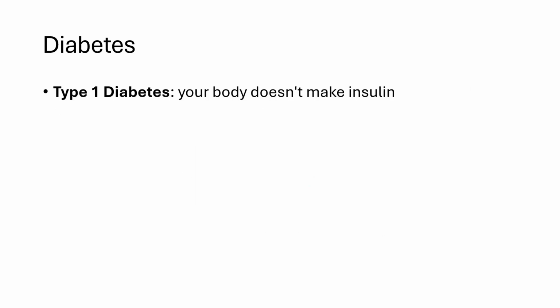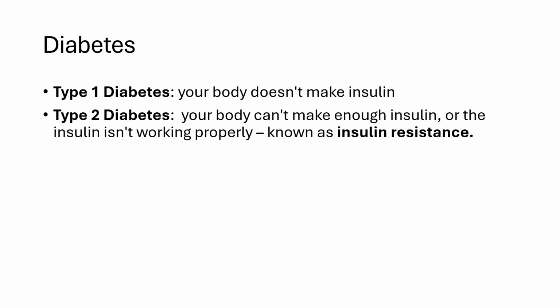Now there are 2 types of diabetes, and you may be familiar with this. Type 1 diabetes is when your body doesn't make any insulin. There's a reason or a problem why your body doesn't make insulin, and this means that glucose cannot enter our cells, so we can't gain energy from glucose in that way. And type 2 diabetes is when your body can't make enough insulin, or the insulin just isn't working properly, and this can be known as insulin resistance. So there are 2 different types, and you may have these for different reasons, but it's all around either insulin not being made in your body, or your body not making enough, or it not working properly.